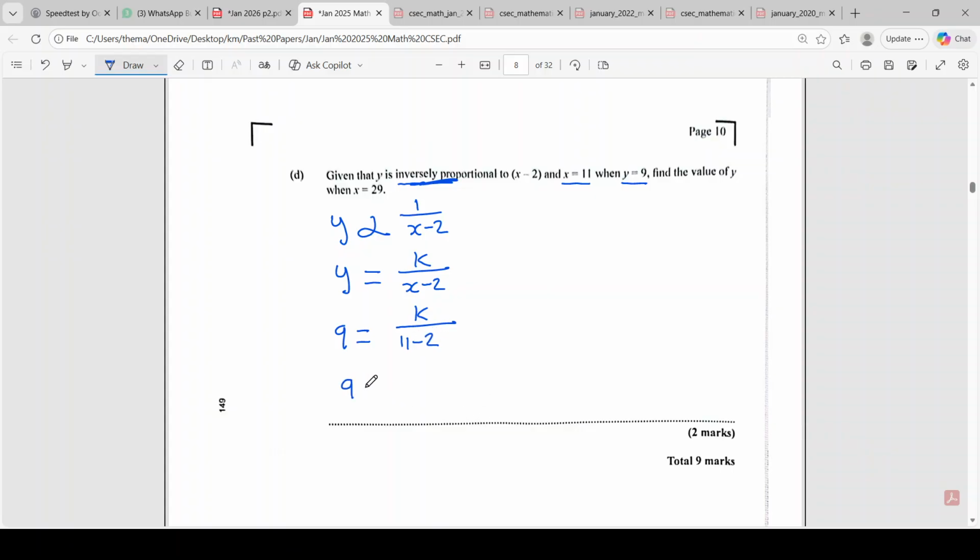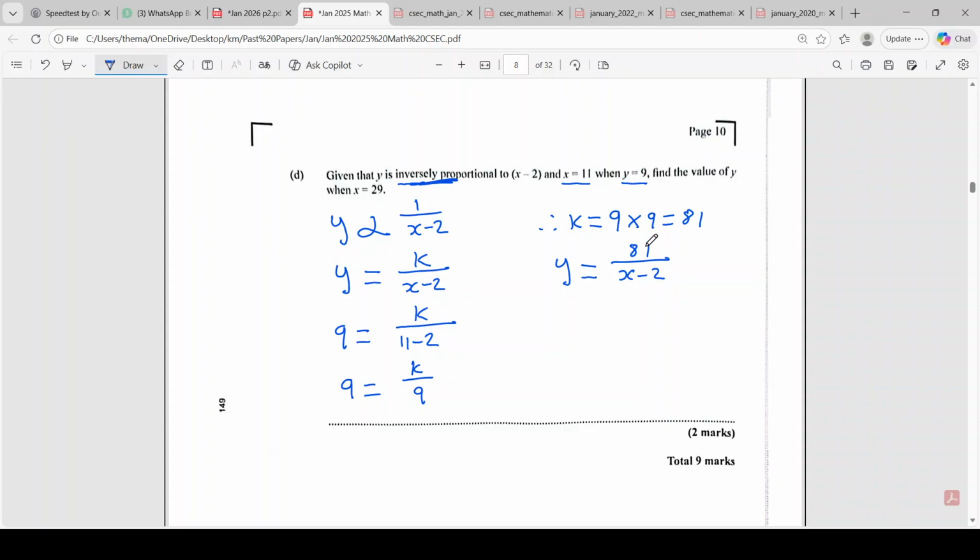So from that we get 9 is equal to k over 9. To find k, this is a division, so we bring it across and multiply. Therefore k will be 9 times 9, which is 81. Once we find what k is, we can substitute it back into this equation. Therefore, y is equal to 81 over x minus 2. Right, so this is our main equation.